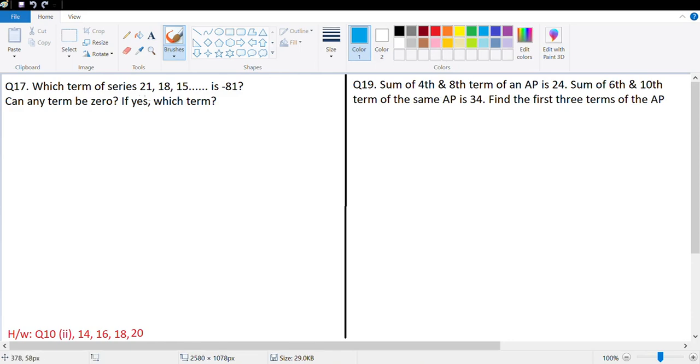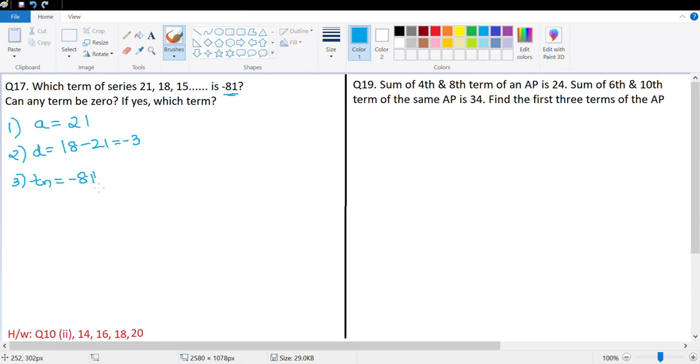So which term of the series is negative 81? Again, let's see the information. A, which is my first term, is 21. Next, common difference, which is T2 minus T1. In this case, 18 minus 21 equal to negative 3. And we need to figure out negative 81. And Tn is given equal to negative 81.